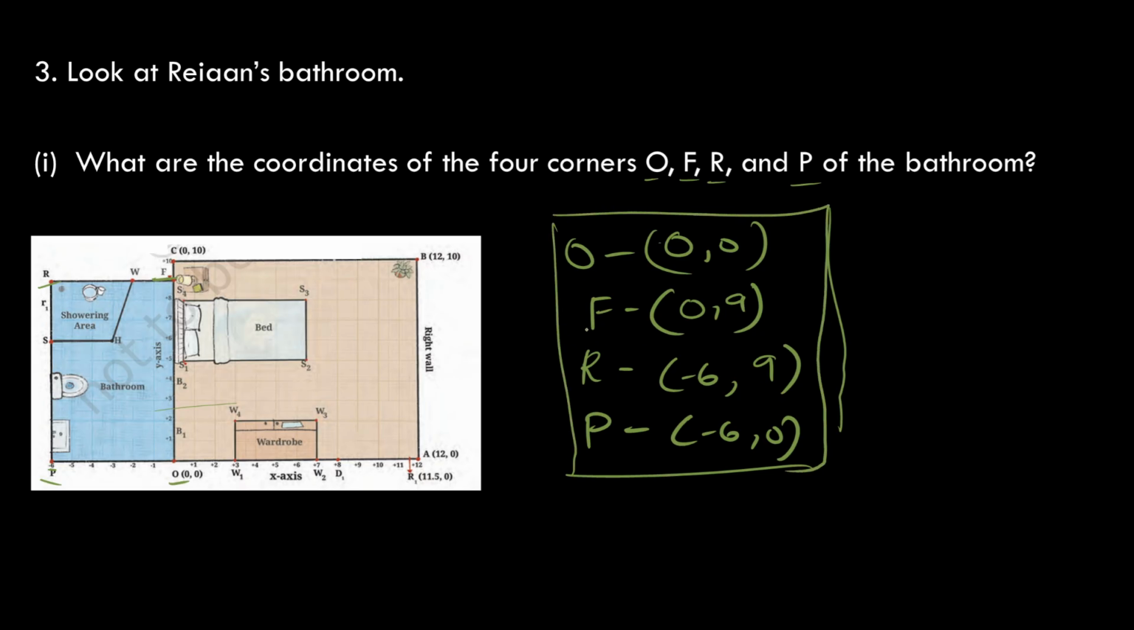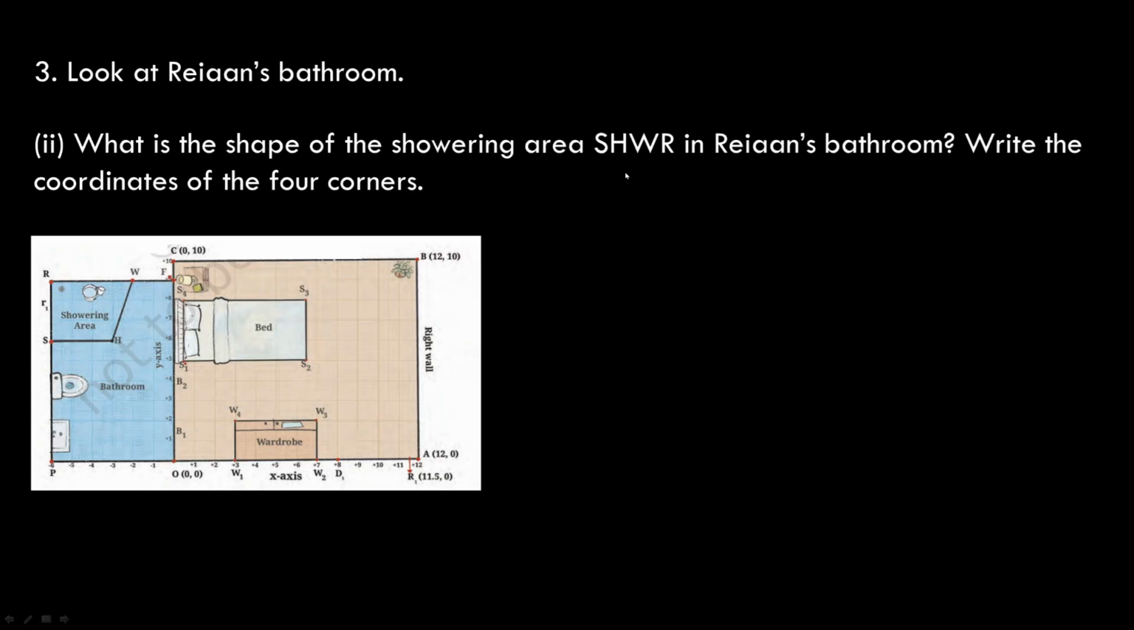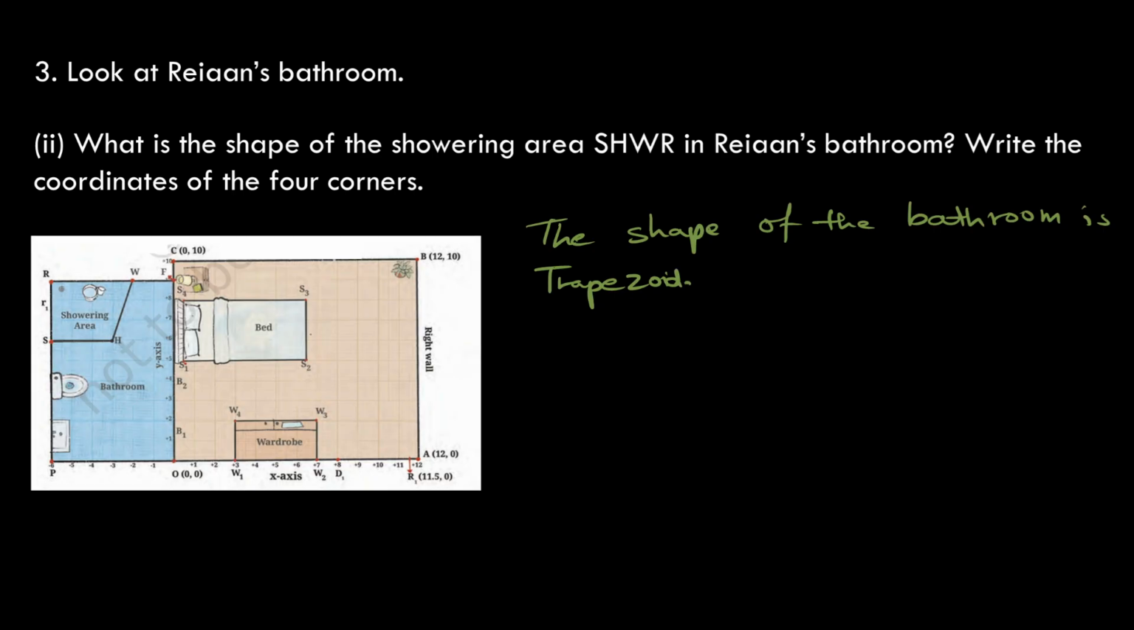So moving on. What is the shape of the showering area? Shower, SHWR, in Rian's bathroom. Write the coordinates of the four corners. So this is a quadrilateral, or we can say a trapezoid. So let us write here the shape of the bathroom is trapezoid. Trapezoidal shape, we can see that.